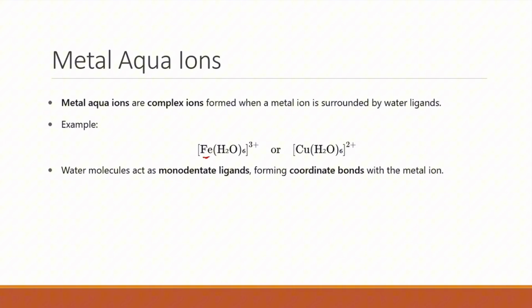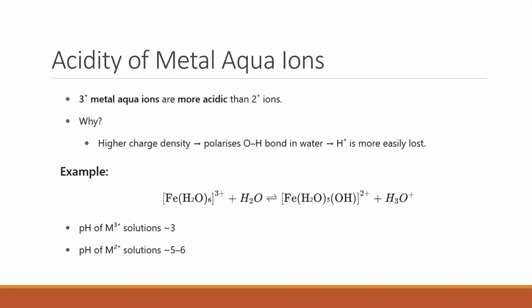You can have something like iron 3+ surrounded by 6 molecules of water, or copper 2+ surrounded by 6 molecules of water. The water molecules form coordinate bonds with the metal ions. So what are the properties of these metal ions?